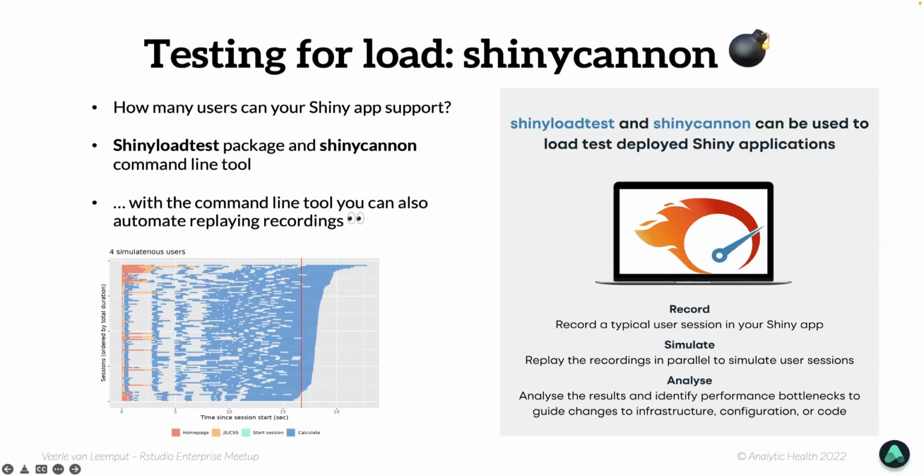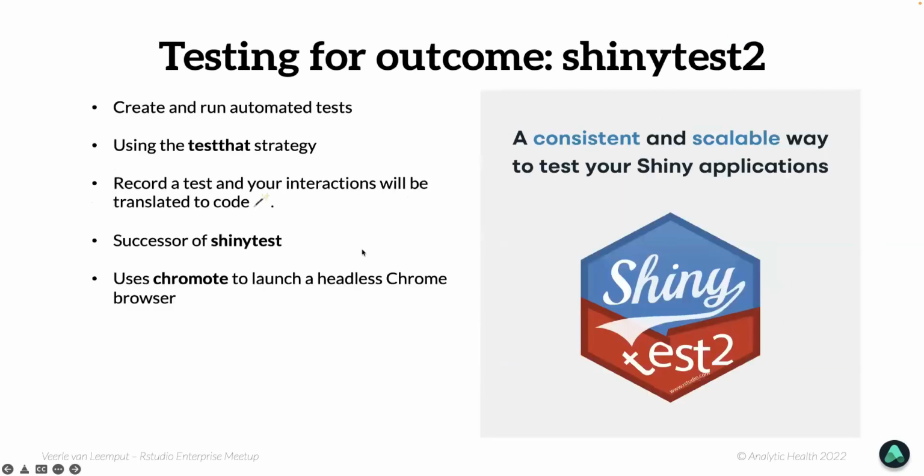So we test for load. Another thing that we want to test is test for outcome. And testing for outcome means that we want to be sure that when somebody pushes a button, that the outcome is what we expected. And we can test for outcome with the package called shinytest2. It's actually the follow-up of the package called shinytest. No surprises there.